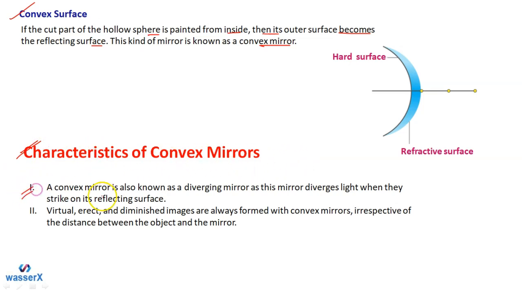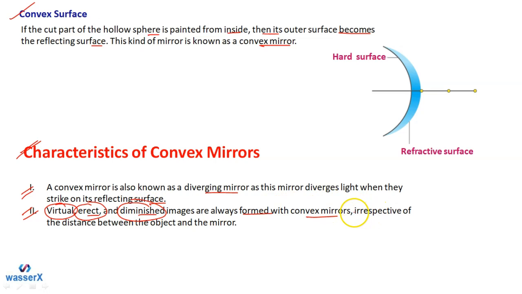The first one: a convex mirror is also known as a diverging mirror. Meaning all the light falling on it is going to diverge, as the mirror diverges light when it strikes its reflecting surface. The second one: a virtual, erect and diminished image is always formed with the convex mirror. This is a very important point, you should note it. In the case of a convex mirror, you are going to get an image which is virtual every time, erect and diminished.